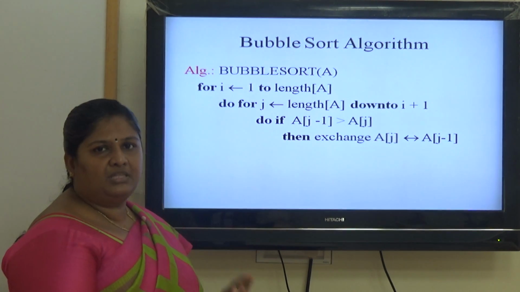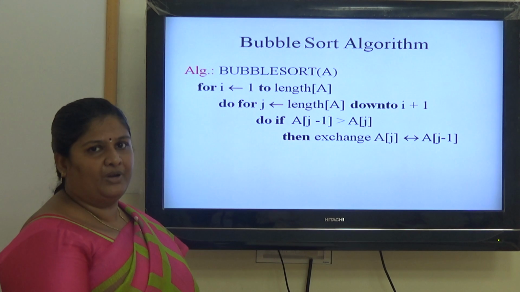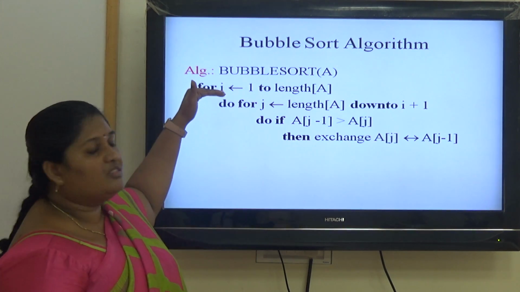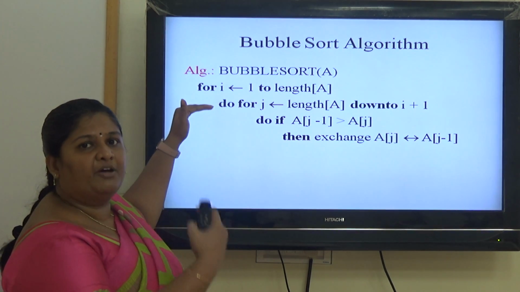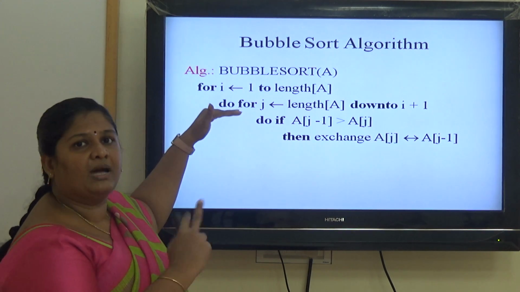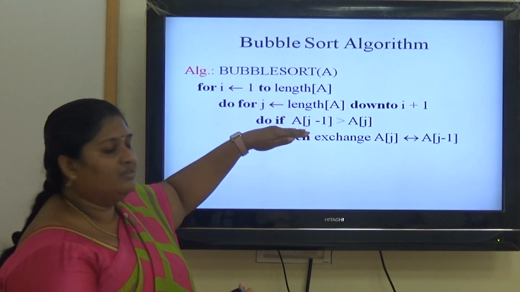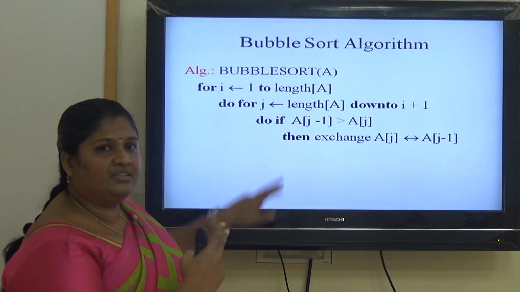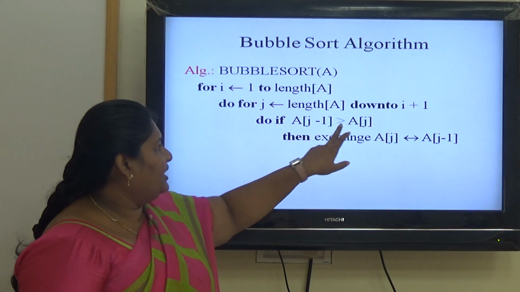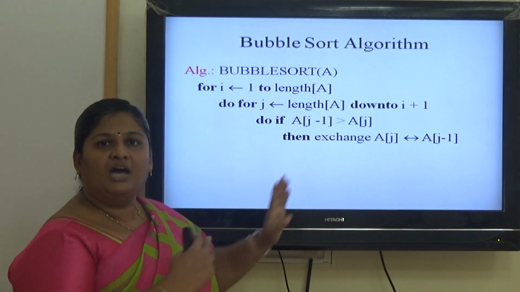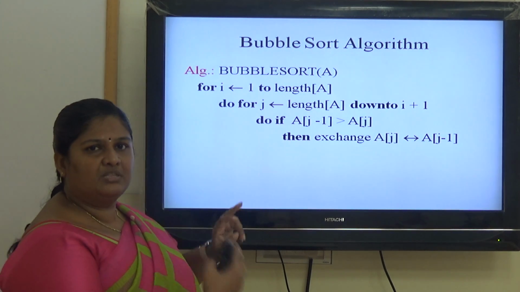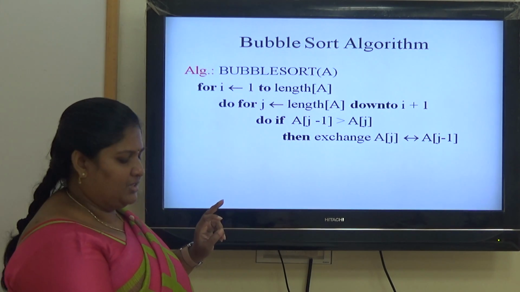You can implement this in C, C++, Java, or any programming language. The outer loop is for taking the number of passes. This loop is for comparison. The step is comparing the nearby elements. If the nearby element is greater, you just swap it. Otherwise, you go to the next iteration of the loop. So this is the main concept of bubble sort.